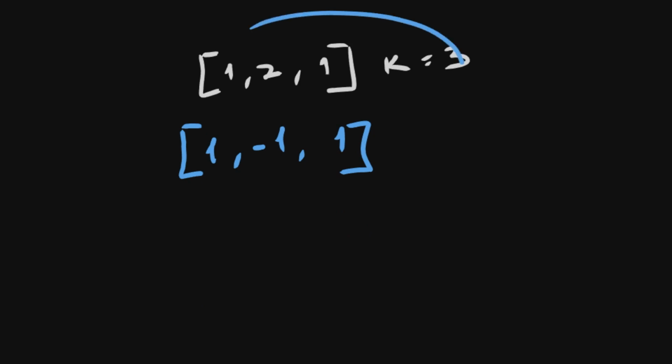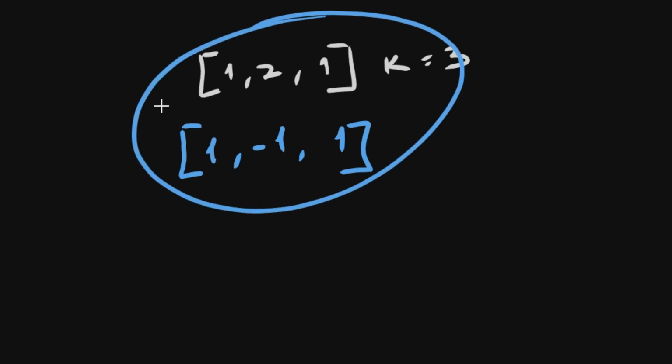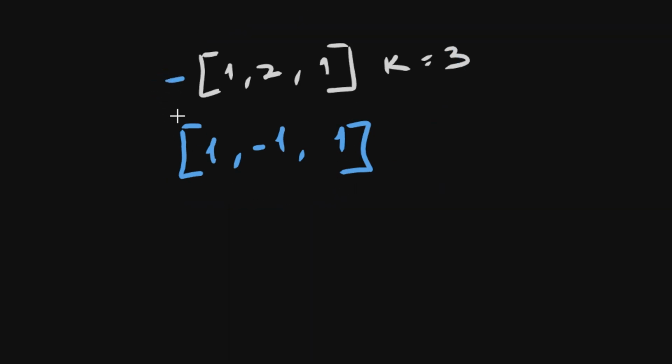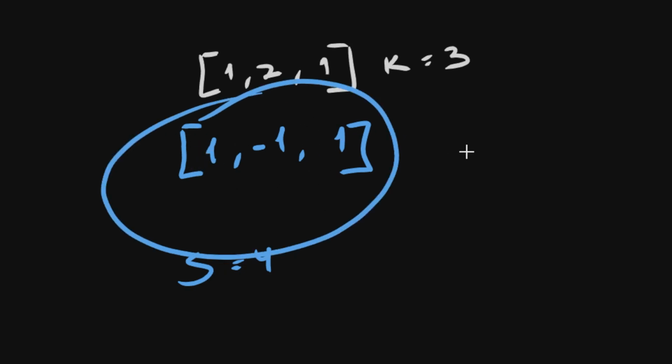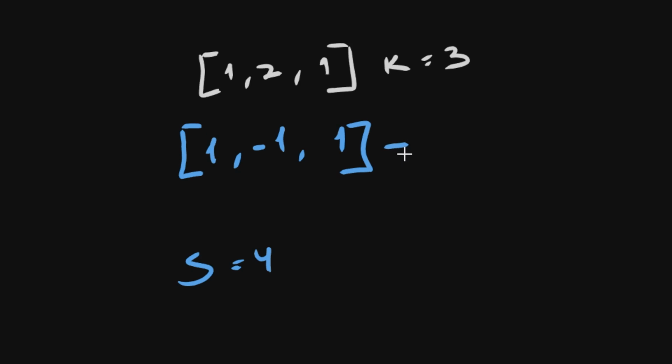And now with this we can get the result. First we'll take the sum of nums. This is 1 plus 2 plus 1, meaning 4. So sum is 4. And then we can sort this new array in descending order. So the new sorted array will be this one.